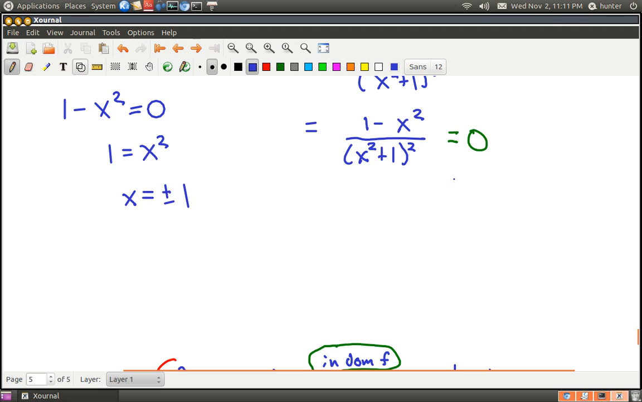Easy as pie. That just told me two critical numbers. So I have that in my bucket of critical numbers. I have two things in there so far.